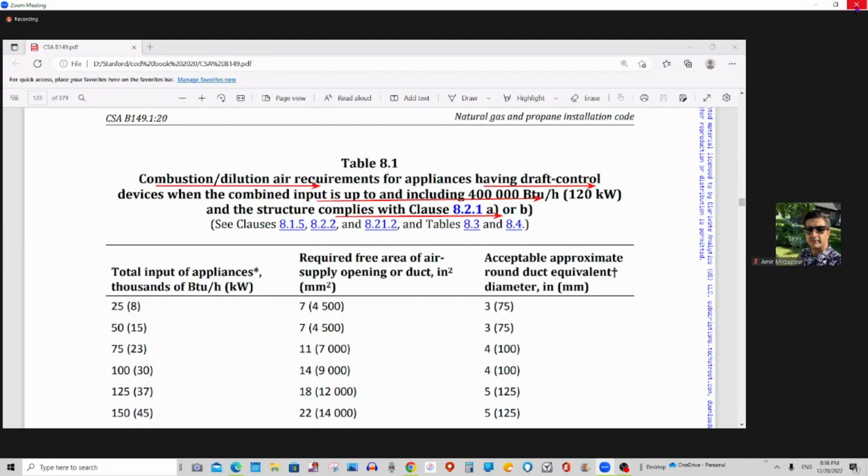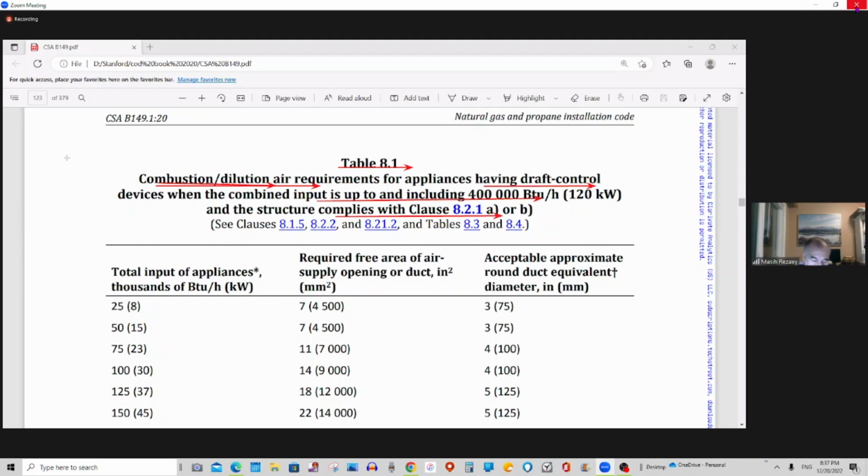Sir, what was the note you said you wanted us to write down? About these three pieces of information. This table, they will ask you what table 8.1 is regarding: table 8.1 is regarding combustion dilution air, okay?